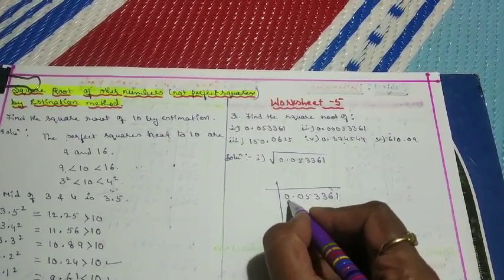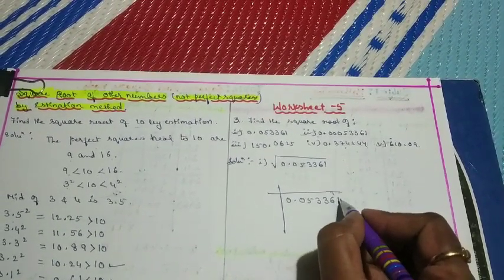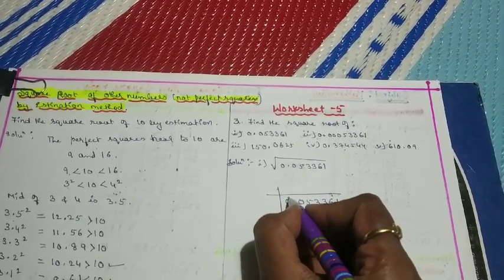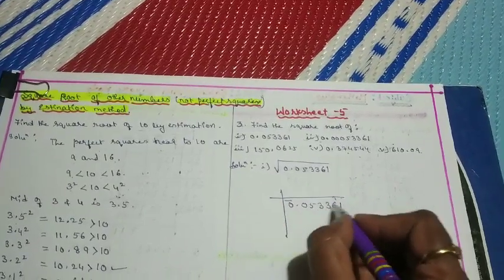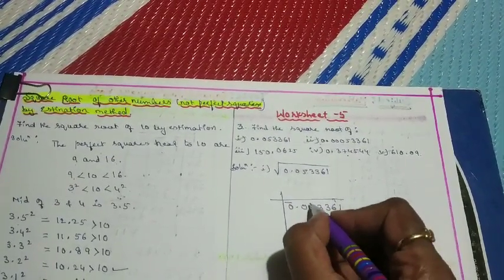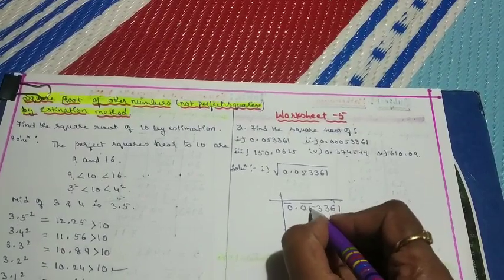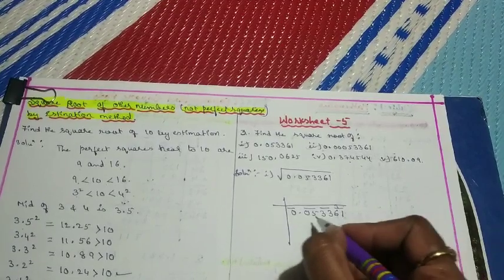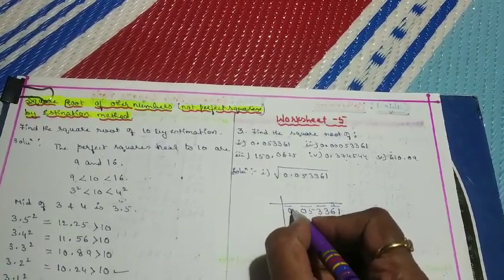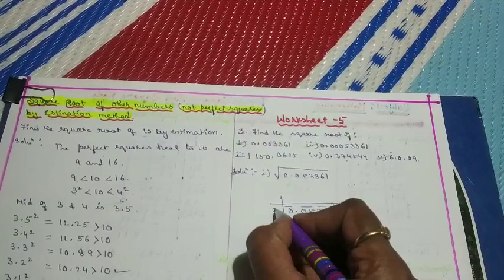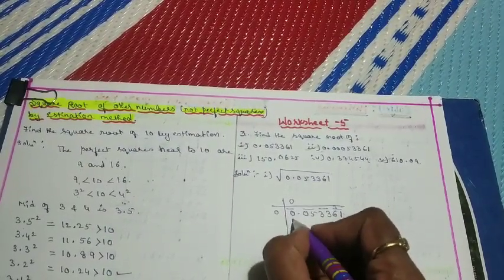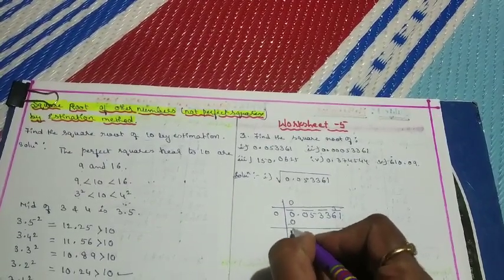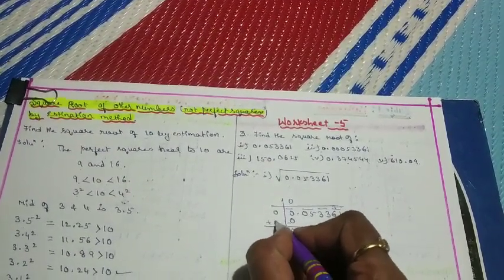Here, in the whole number part we need to mark the periods or pairs from right to left, whereas in the decimal part from left to right. So these two digits make one period, these two digits make one period, and these two digits make one period. Now we have the first period, 0. 0 comes when 0 is multiplied with 0. 0 times 0 is 0. The next 0 minus 0 is 0, and 0 added to 0 is 0 only.